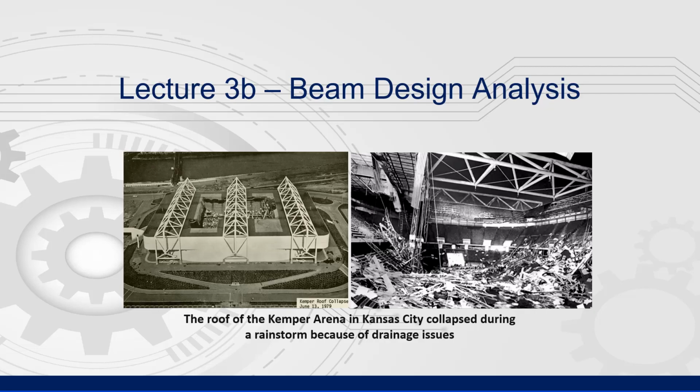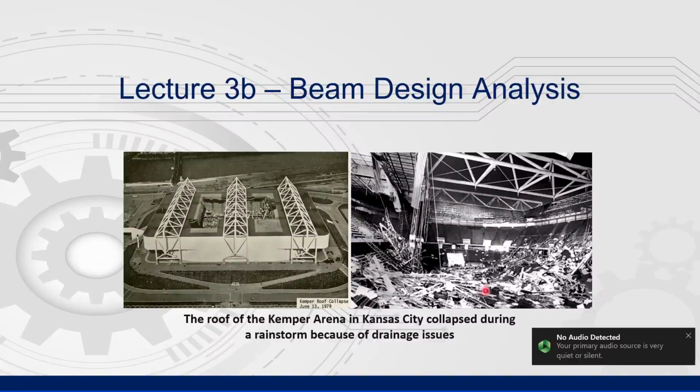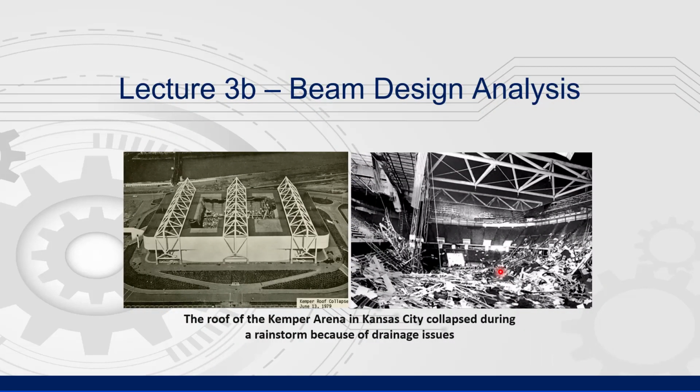As usual, we will kick off this module with an example of an engineering disaster. In this example, the roof of the Kemper Arena in Kansas City collapsed when it was overloaded during a major storm with 70-mile-per-hour winds and heavy rains due to insufficient water drainage. Since the arena was not in use at the time, no one was injured.